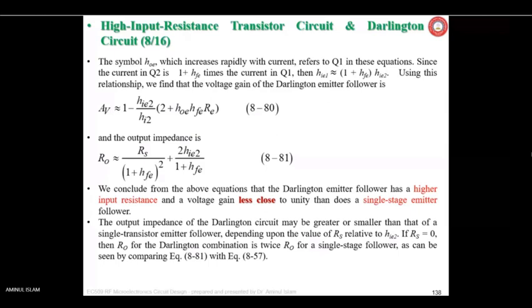The high input resistance, the things we are discussing, that is the Darlington circuit. The symbol HOE, which increases rapidly with current, refers to Q1 in these equations. So the current in Q2 is 1 plus HFE times the current in Q1. Then HI1 equals 1 plus HFE into HI2. Using this relationship, we find that the voltage gain of the Darlington emitter follower is this much.